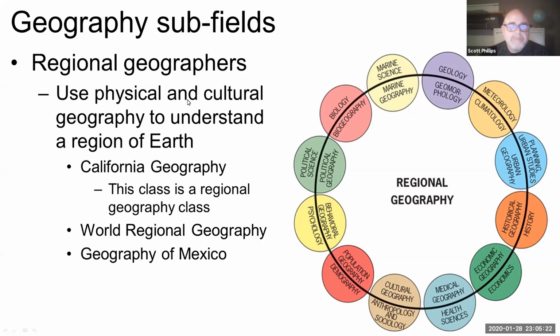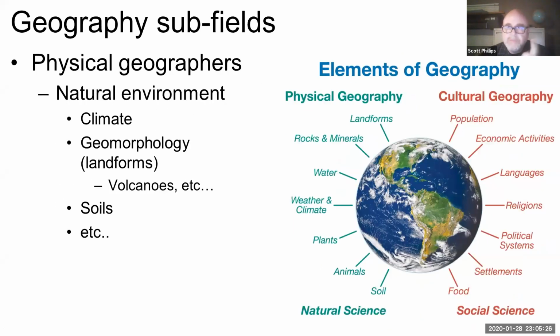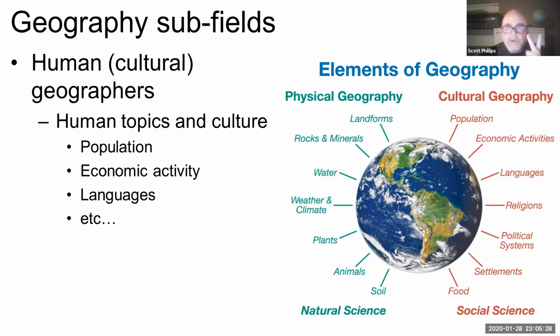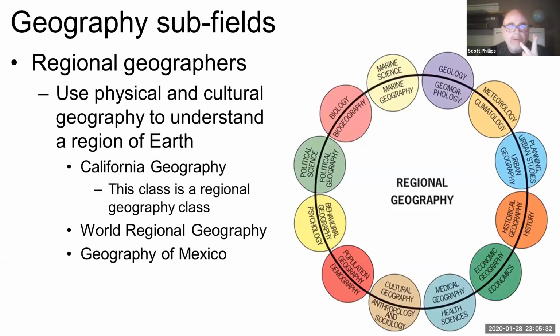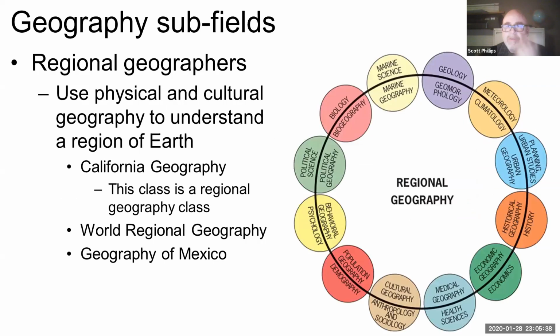So we have, just to recap, physical geographers, 1. Cultural geographers, who study human stuff, 2. What we might call people who study geographic techniques, 3. And 4th is regional geographers. So those are the 4. And then amongst those, there are various subfields of each.